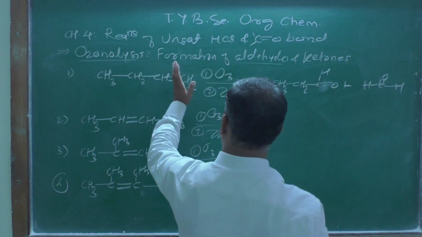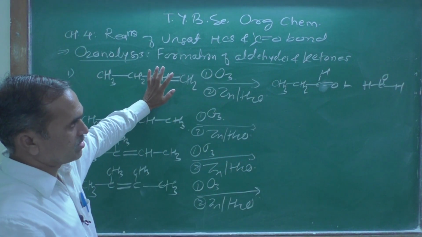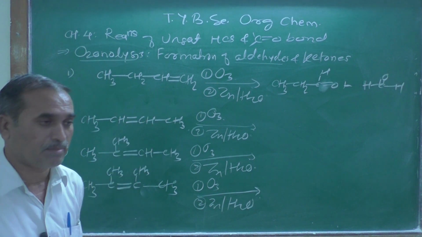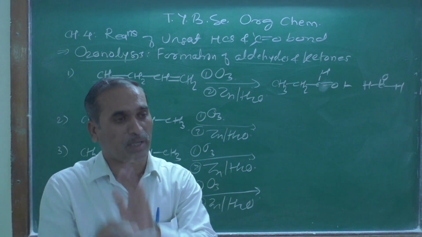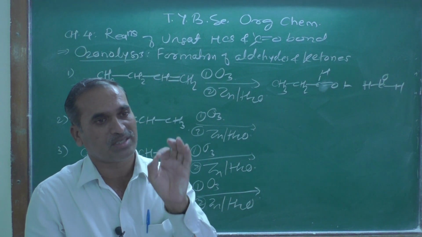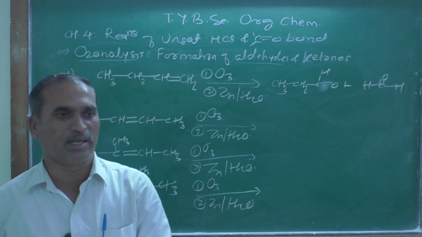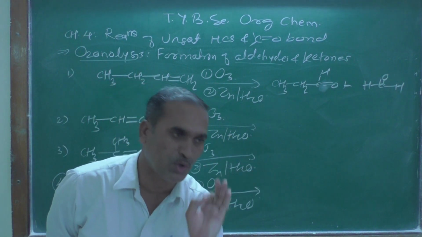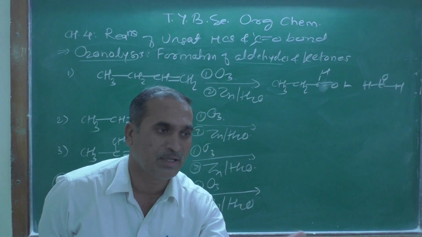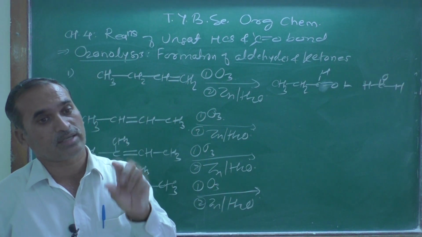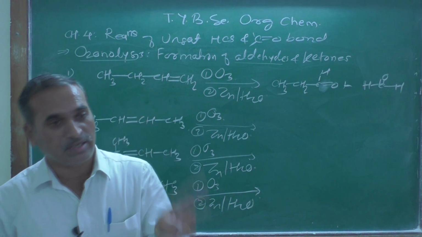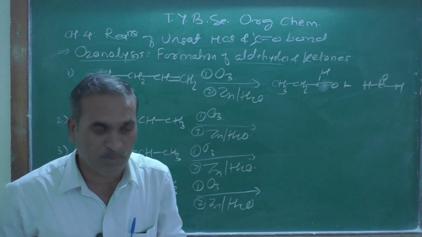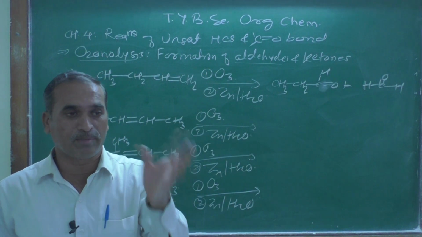One product, if there is a monosubstituted olefin, is formaldehyde. If the carbon-carbon double bond is present at the terminal, one of the products is formaldehyde, which clearly indicates that the carbon-carbon double bond present in the unknown compound is at the end of the chain. That is the type of conclusion they were drawing at a time when no spectroscopic technique was available.